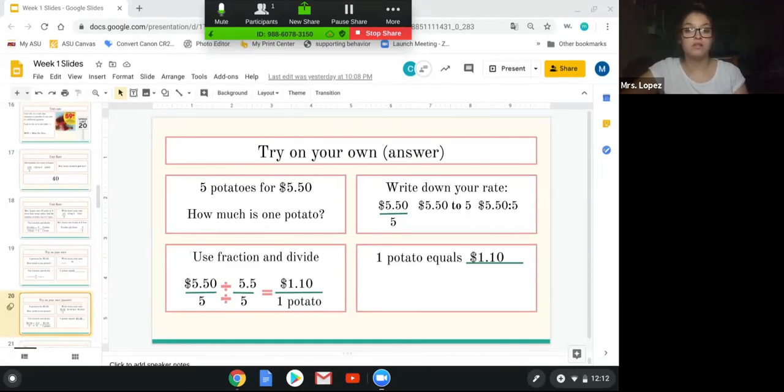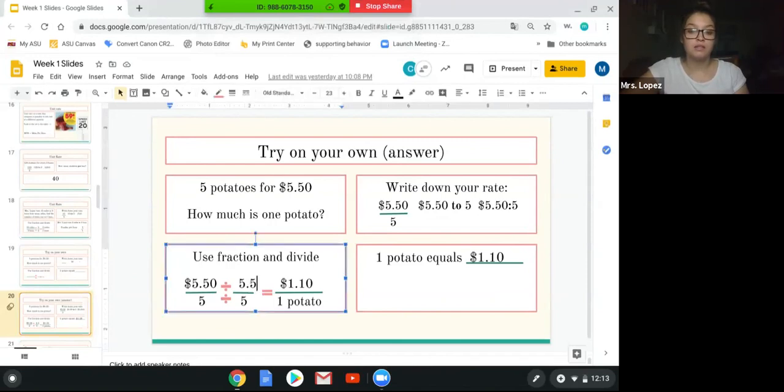So this one, we're going to be using the fraction and we're going to divide. So what that means is we're going to have the $5.50 on the top and we have the 5 on the bottom. We want to make the bottom to be 1, so we divide by 5. What we divide on the bottom, we also have to divide on the top, and that is going to make it 5 divided by 5 is 1 potato, and $5.50 divided by 5 is $1.10. So what that means is 1 potato equals $1.10. So this is your unit rate.